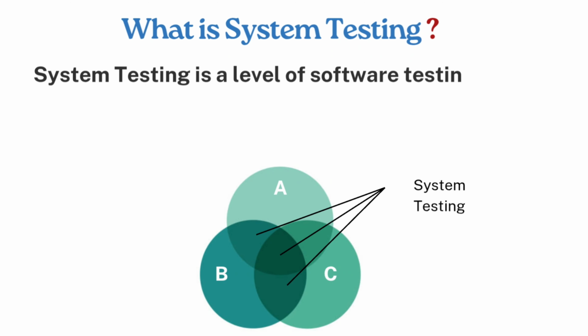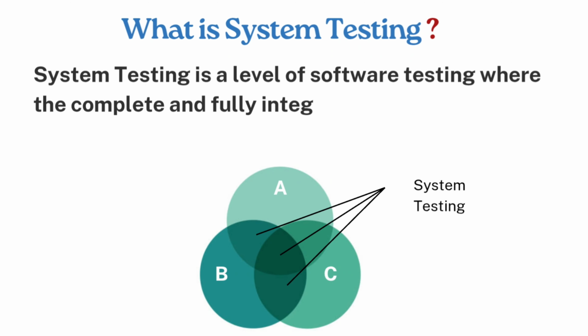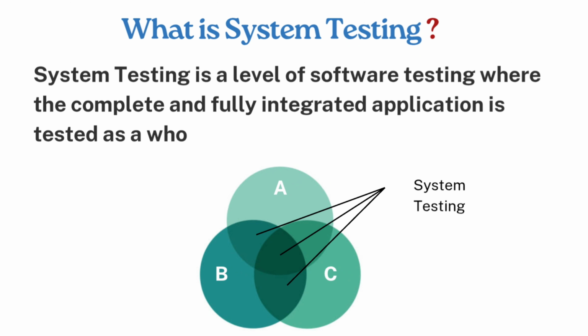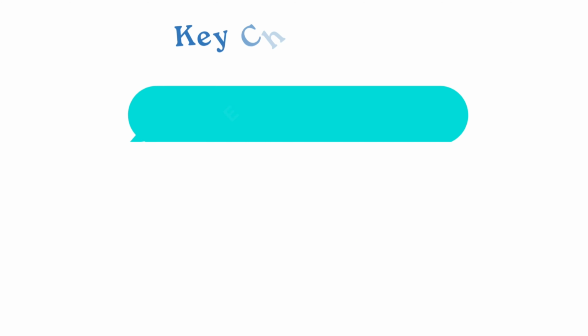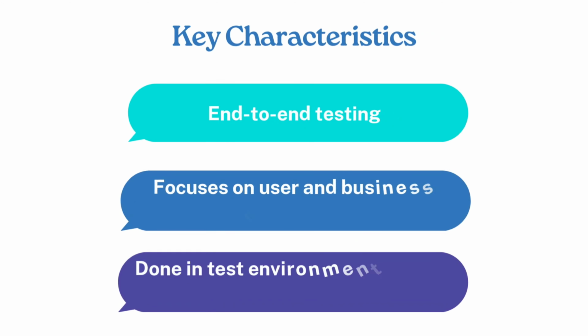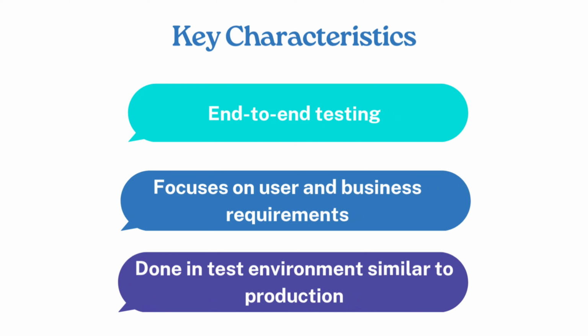System testing is performed on the complete and fully integrated application. Here, we validate the end-to-end behavior of the system against business and functional requirements. In system testing, we test the entire application from start to end. The focus is on validating user flows and business requirements rather than individual modules.